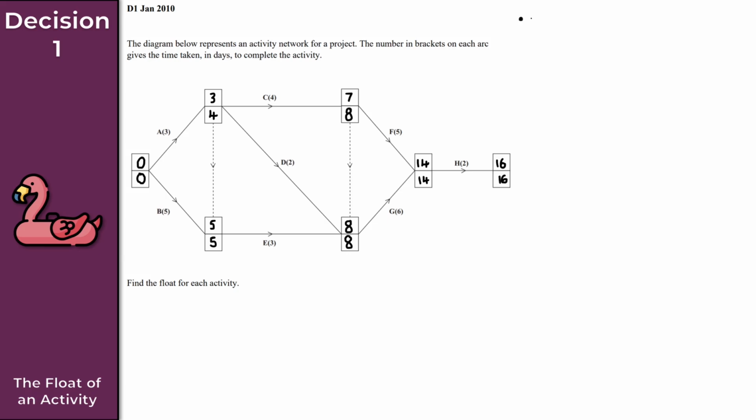So to find the total flow for an activity, total flow is equal to the late event time, which I'll abbreviate to LET, minus the duration, minus the early event time, and again, I'll abbreviate this to EET. Okay? Just using this result, we can easily calculate the total flow for any individual activity. So like the question says, all we want to do here is just find the flow for each activity. So let me just write down the activities.